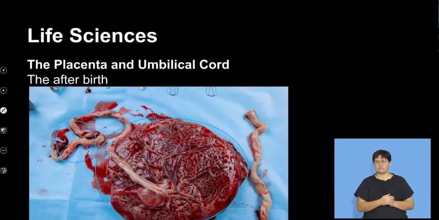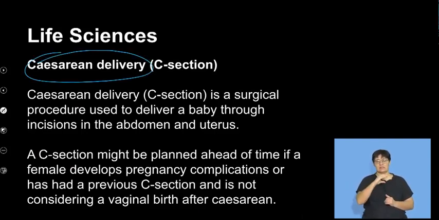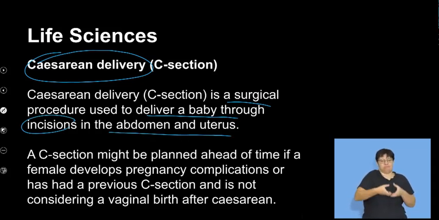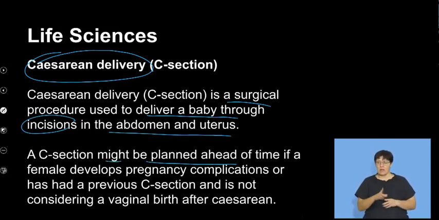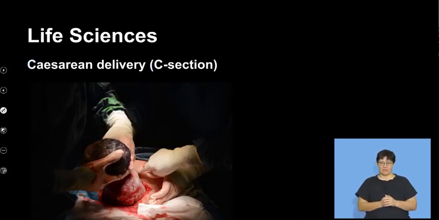And so when we look at a C-section, guys, a C-section or a cesarean delivery is a delivery where a surgical procedure is used to deliver a baby through an incision or a cut in the abdomen and the uterus. A C-section might be planned ahead of time for a female that develops pregnancy complications or has had a previous C-section and is not considering a vaginal birth after a C-section. Okay, so here's an image showing you the process of when a C-section is done, and that shows you the emerging of a baby where a cut is made in the lower abdomen.